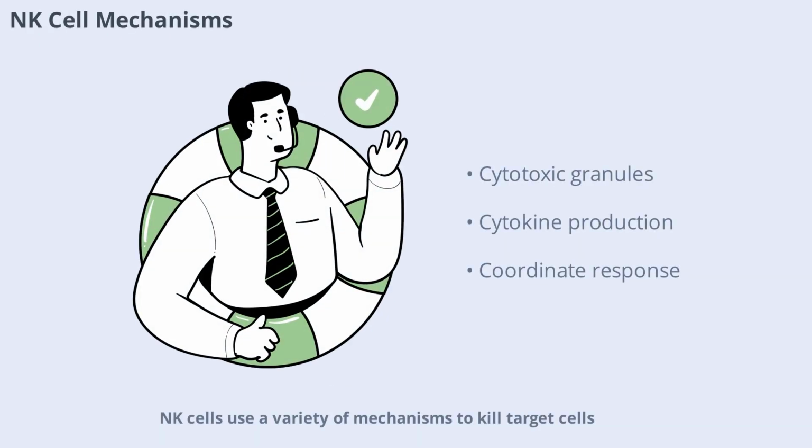NK cells use a variety of mechanisms to kill target cells. They release cytotoxic granules containing perforin and granzymes, which induce cell death. NK cells also produce cytokines that help coordinate the broader immune response, enhancing the body's ability to fight infections and tumors.